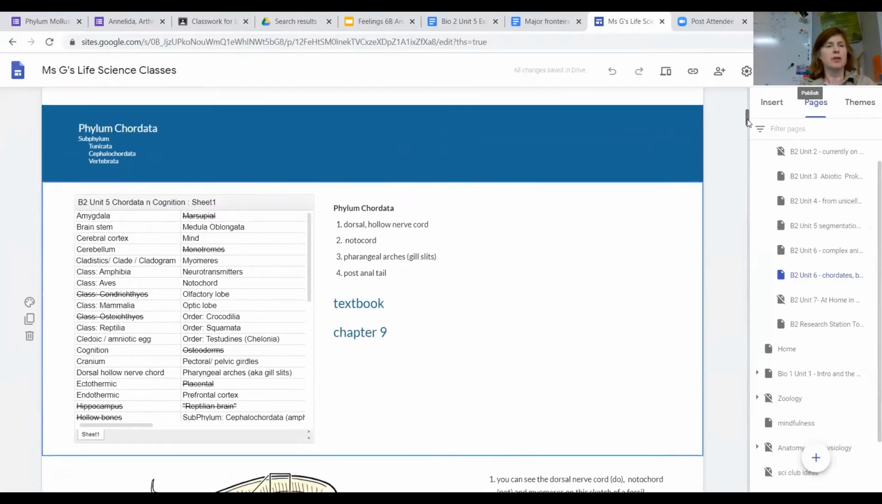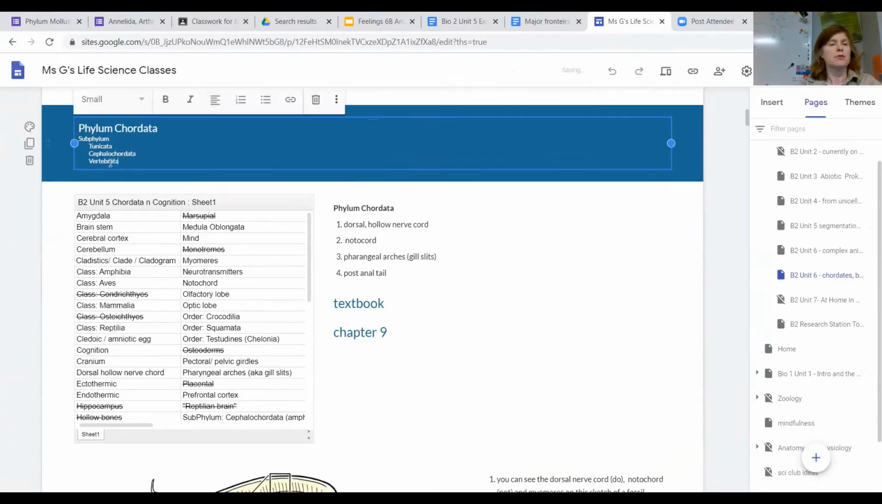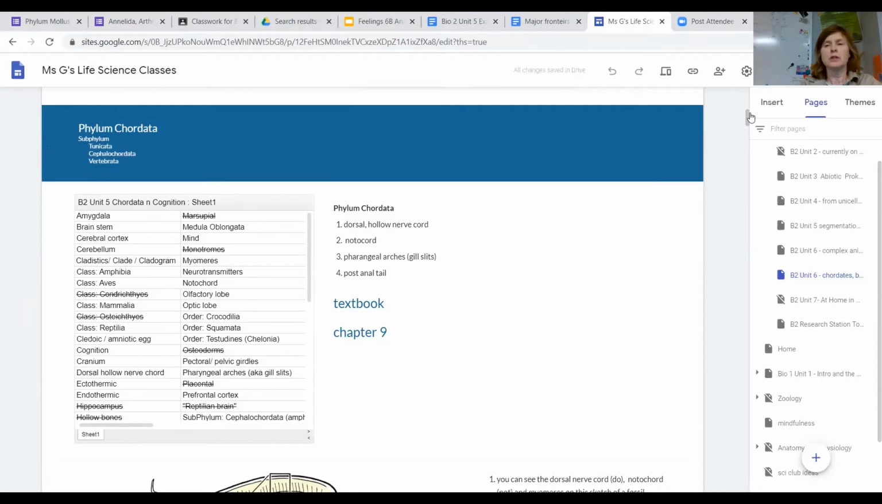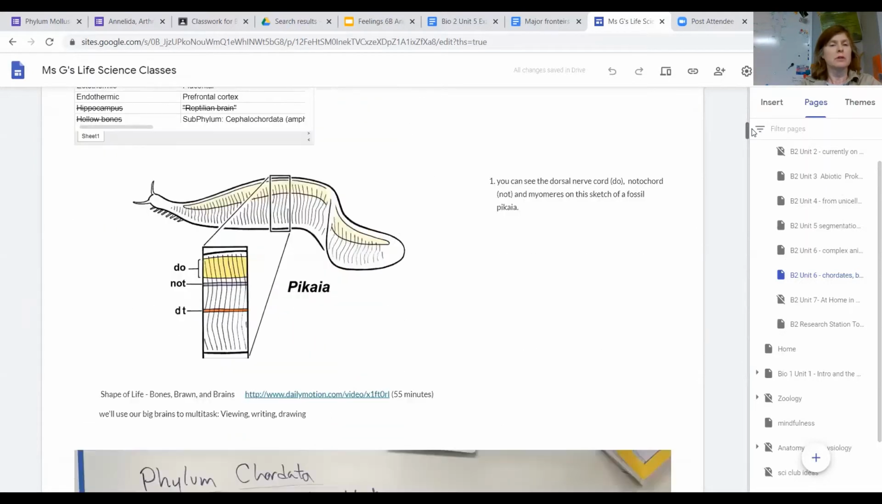Okay, so Phylum Chordata, starting with a subphylum that we are not in. It says Tunicata, Cephalochordata, and Vertebrata are the three subphyla. We are vertebrates, so we are in Vertebrata. But there are these other two, and these are really tiny groups. They don't have very many critters in them, and they're very basic critters. The main one we'd want to look at looks pretty close to this fossil Pikaia.